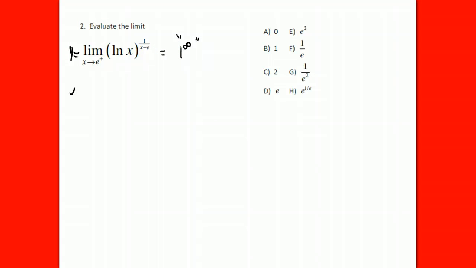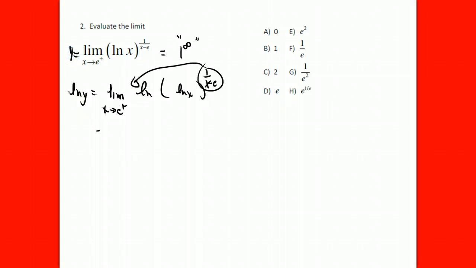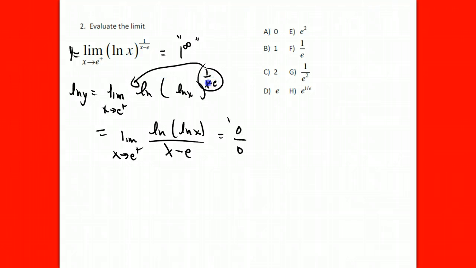Let y equal that. Take the natural log. You're dealing with the limit as x goes to e, technically from the right-hand side, of the natural log, which allows you to take this exponent and bring it down out front, creating a fraction. The fraction is the log of log x divided by x minus e. The point is that now it's in the format of 0 over 0. Log of e is 1, natural log of 1 is 0, and e minus e is 0.